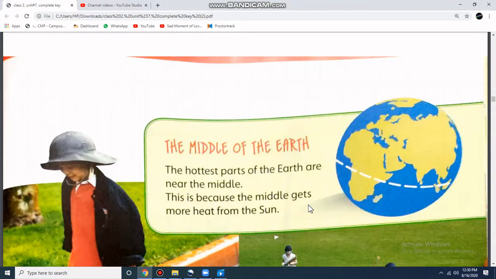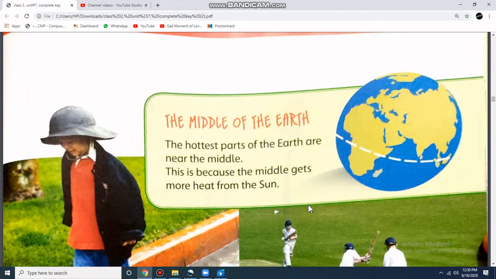The middle of the earth, let's study that box. The hottest parts of the earth are near the middle. That means the middle of the earth is the hottest part. The countries which are in the middle of the earth are the hottest countries on the earth. This is because the middle gets more heat from the sun. It means the middle part of the earth gets more heat from the sun. Understand?